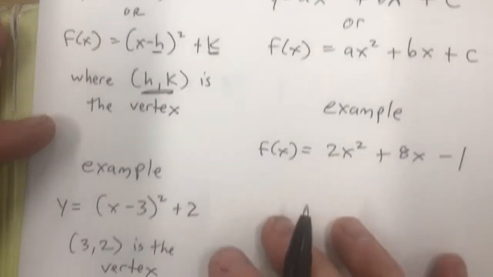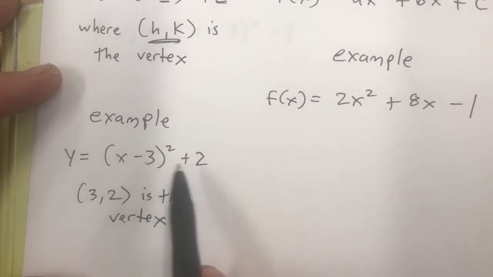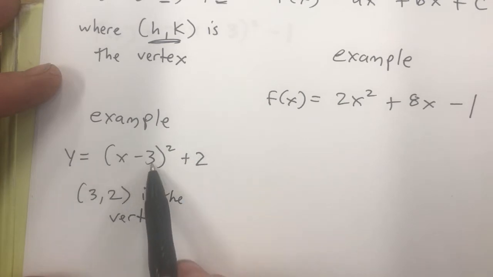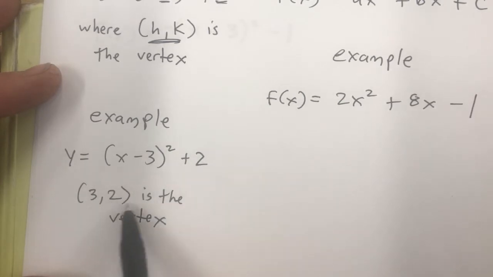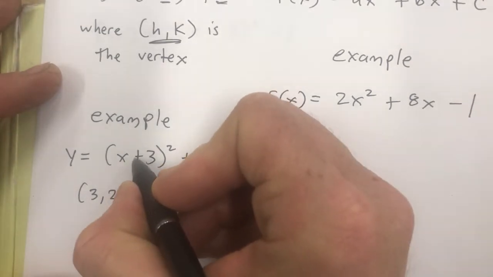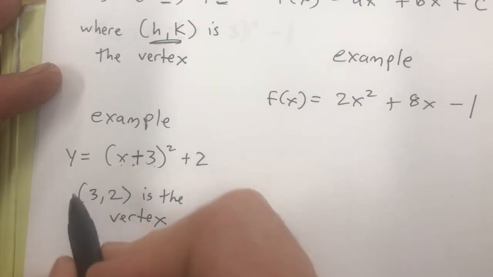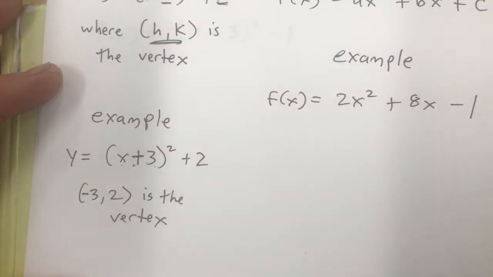Here's an example: y equals x minus 3 in parentheses squared, and then plus 2, where 3 and 2 are the coordinates of the vertex. But this has to be a minus. If this is a plus, then this is x minus negative 3, and so negative 3 would be my vertex x coordinate.